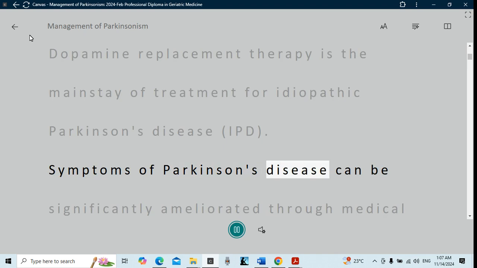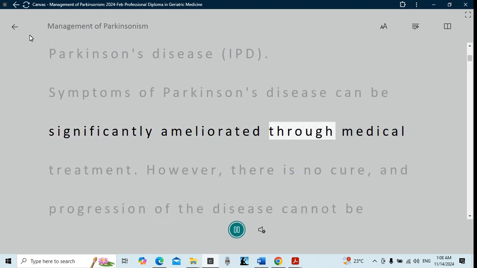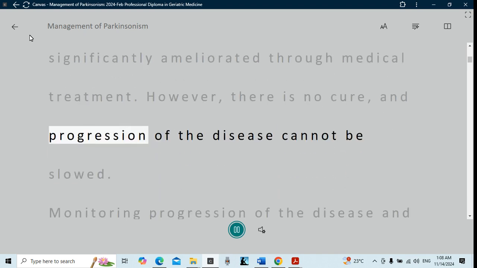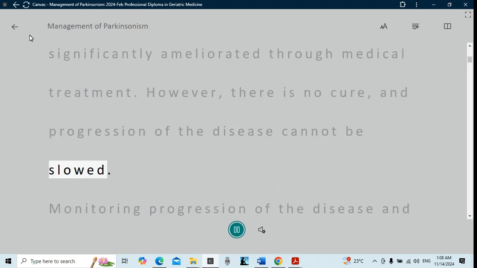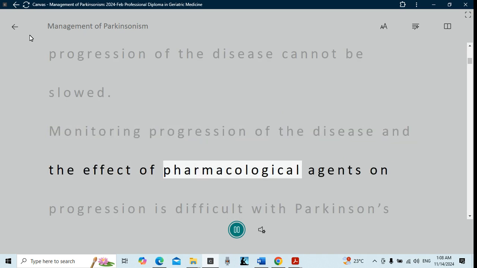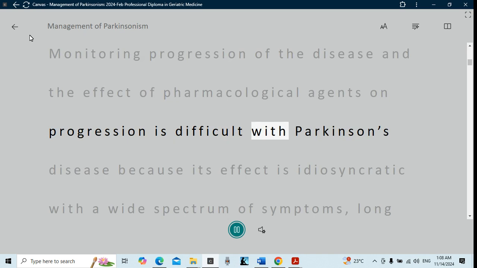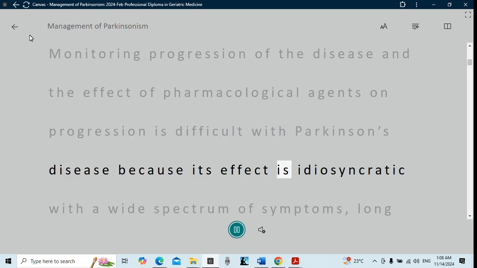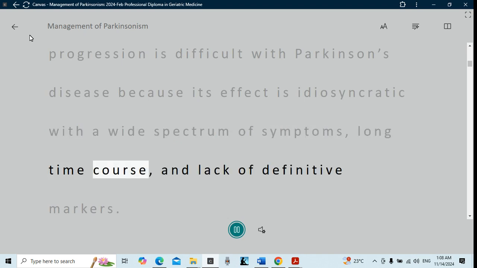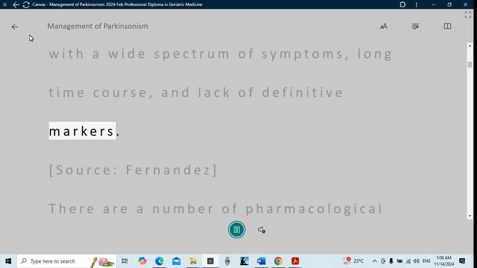Symptoms of Parkinson's disease can be significantly ameliorated through medical treatment. However, there is no cure, and progression of the disease cannot be slowed. Monitoring progression of the disease and the effect of pharmacological agents on progression is difficult with Parkinson's disease because its effect is idiosyncratic, with a wide spectrum of symptoms, long time course, and lack of definitive markers.